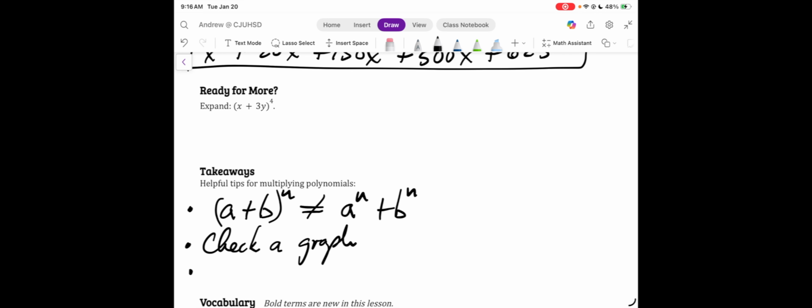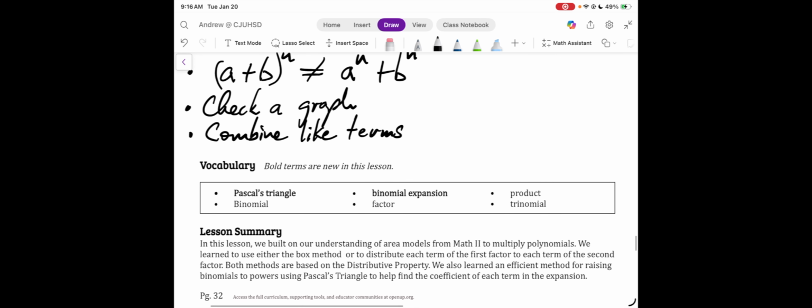Don't forget, in general, this is before Pascal's triangle, combine like terms. And you can use the box to help you. That box is really helpful because an empty box says, I've got to do something. So you hopefully won't forget to do all of your multiplications.